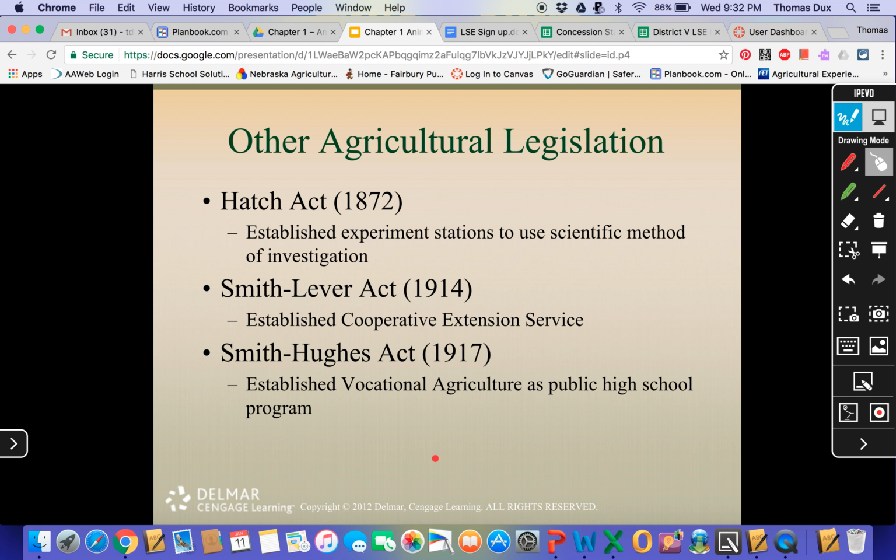The Hatch Act of 1872, this helped create and establish experiment stations. So we had these land grant colleges that were created in 1862, but now we have to have that key concept of experimenting and actually putting the science into practice of how to actually grow better, more efficient crops and animals. So experiment stations sprung up around these states that had these land grant acts, and they used the scientific method to actually investigate and go through scientific experiments.